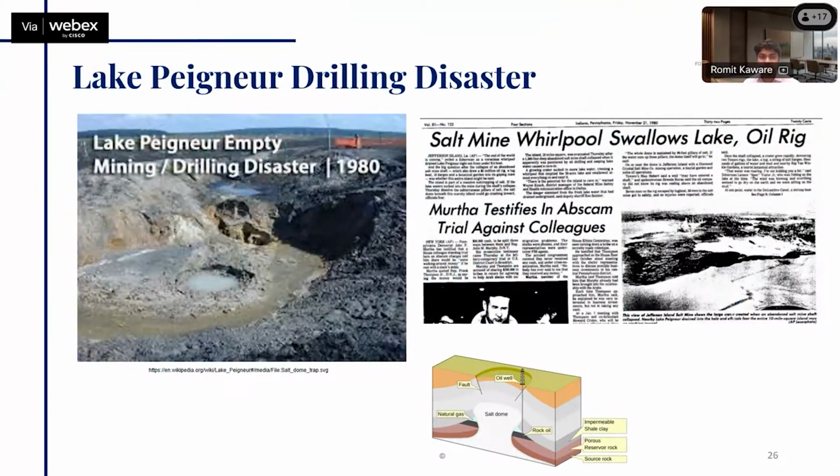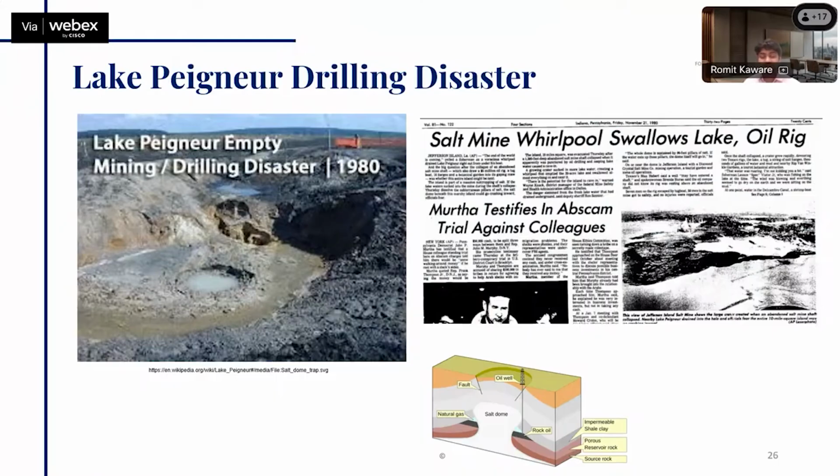Now, I'll talk about one of the disasters that happened. This was in the 1980s at Lake Peigneur. They were doing oil drilling within the lake itself, and one of the drillings actually penetrated a salt dome. There was a salt mine underneath, and it penetrated the salt mine, which led to a catastrophic creation of a whirlpool, and all of the freshwater lake drained into that salt mine itself.